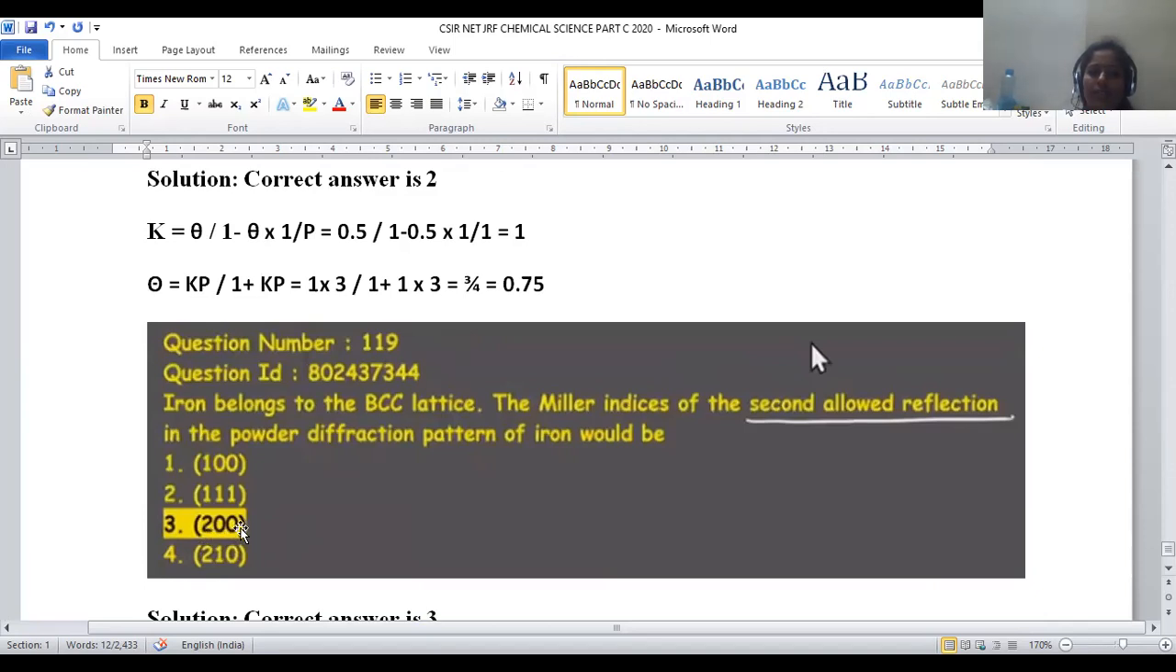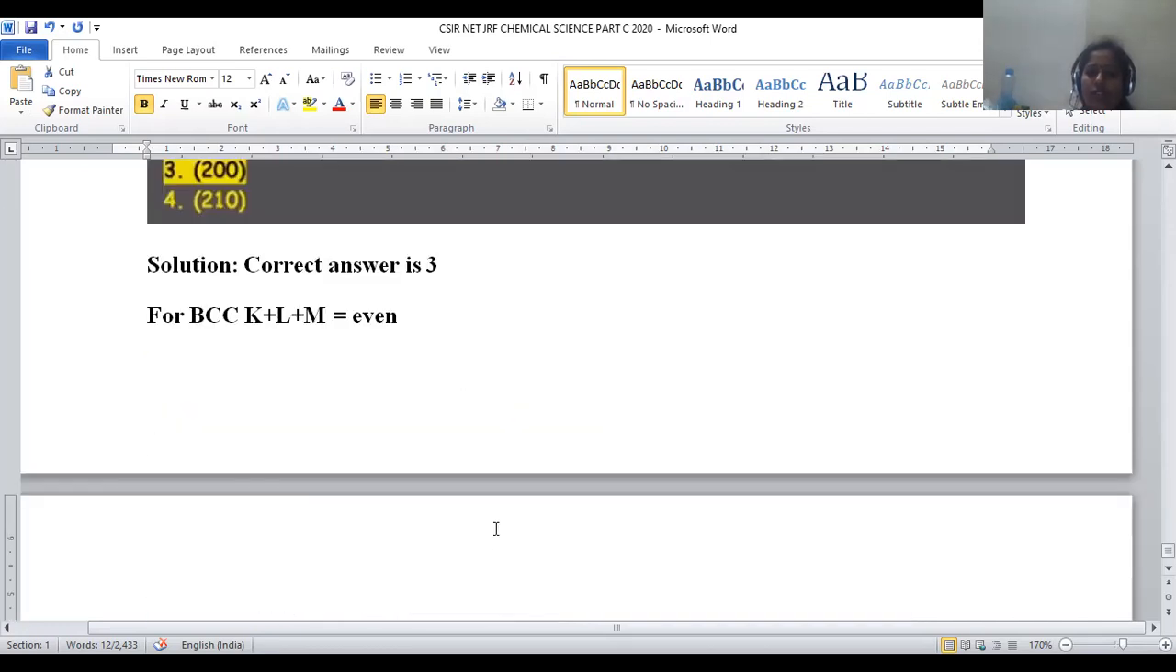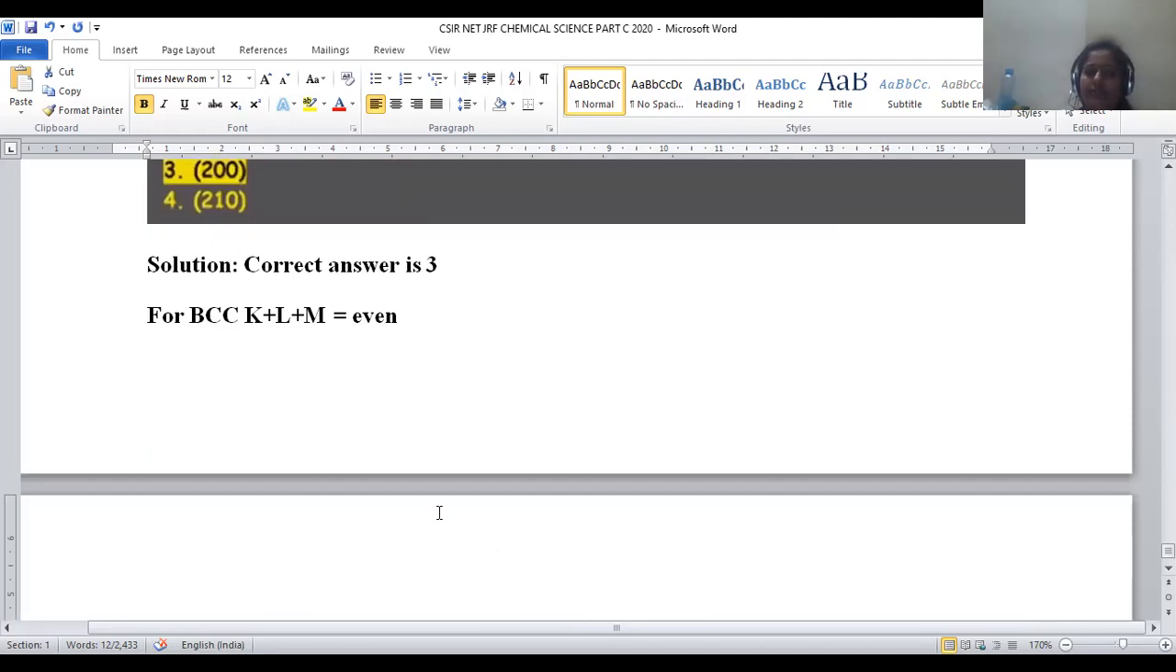200 plane is allowed for BCC, because for BCC always even values are allowed but not odd values. h plus k plus l value should be even. So here among all the planes provided, only two possibilities are there. One is first level, second is second level. So second level allowed reflection they are asking for. So option number 3 will be the right answer.